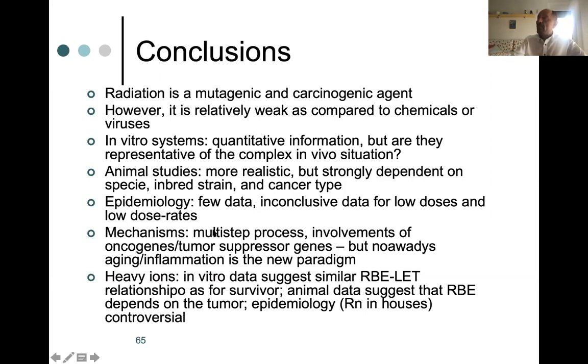For many years, the mechanism was supposed to be multi-step, with the hits in the multi-steps dictated by activation of oncogenes or inactivation of tumor suppressor genes, but these days, aging and inflammation is really the new paradigm. And finally, heavy ions: we have seen the RBE-LET is probably similar to the one for survivors. Animal data suggest the RBE depends on the tumor. Leukemia has one RBE, hepatocellular carcinoma is a different RBE. Epidemiology, again, if you take radon in the houses, is not solving the problem. So I hope this gave you an idea of the problem.